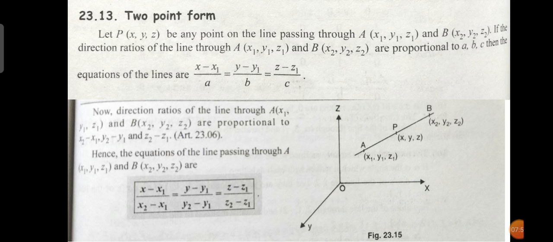Here (x, y, z) is a point on the line AB, where A is (x1, y1, z1) and B is (x2, y2, z2). So the points are given, the line is given, and then the point should be given. This is the 2-point form.